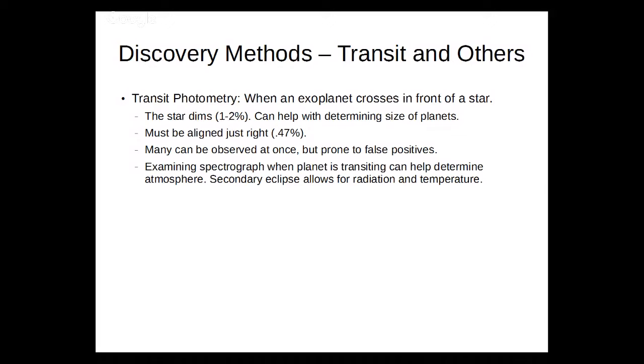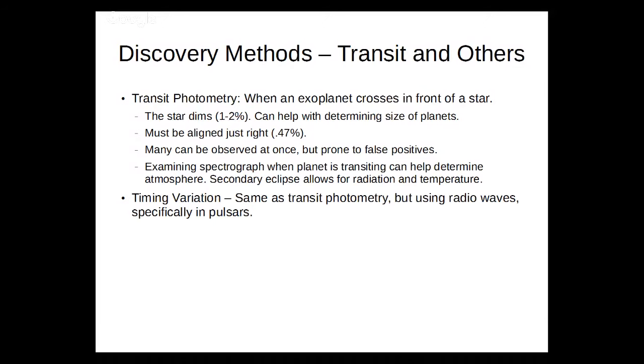And then on the back side, when the planet is nearing, going behind its host star, the secondary eclipse, we can also figure out a little bit about radiation and temperature through some other methods. Okay, so that's a little bit about transit photometry.